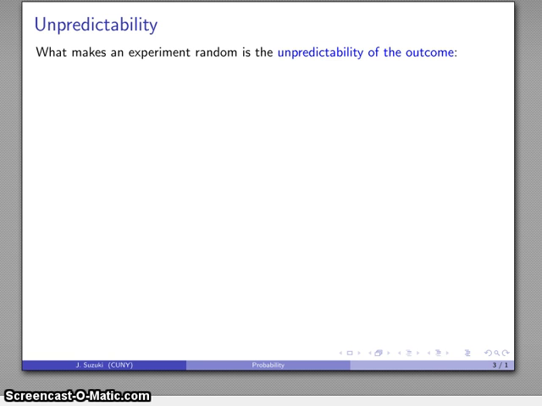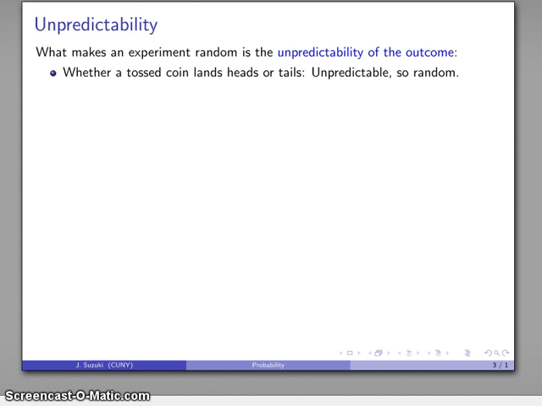So, again, to emphasize, what makes an experiment random is the unpredictability of the outcome. So, let's say I flip a coin and toss it in the air, and whether it lands heads or tails, well, it's unpredictable in practice. In reality, it is predictable in the sense that it is completely deterministic. It's determined by things like air density and how hard I flip the coin, but in practice it's unpredictable, so we say that it is random. Whether it's going to snow tomorrow, well, I can't predict that, so again we have this level of unpredictability, so it is a random experiment.